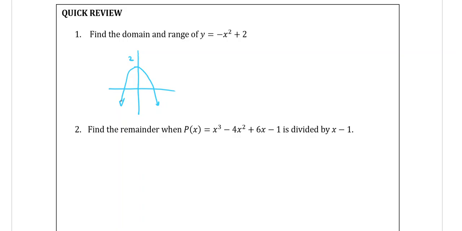So looking at that graph, the domain represents the possible x values for that graph, and it can be anything. I could sub in any x value and get a y value. So we call that all real x. The range represents the possible y values. The highest y value that my graph will ever reach is this turning point, which is at 2. So that means my y values will always be less than or equal to the number 2.